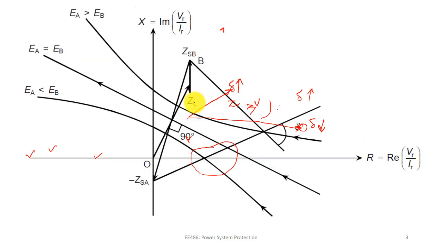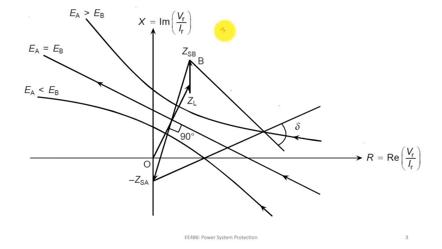Now let us see how it looks, because previously we assumed that the magnitude of EA is equal to EB, that is, under the flat voltage condition. When your voltage regulation is very low, you can say voltage regulation is 0. Under that condition, your ZR characteristic under power swing will become a straight line. We can see here, for EA equal to EB, it is a straight line.